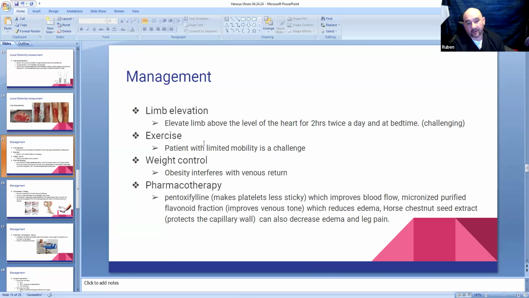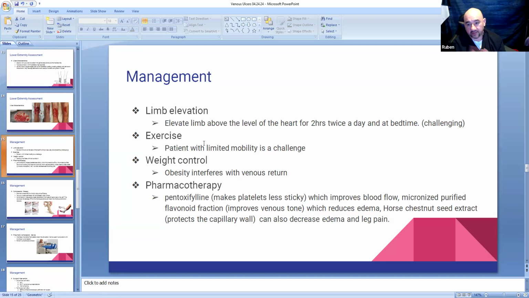And then there's pharmacotherapy that we can try. Pentoxifylline has been around a very long time, and it does work. That can make the platelets less sticky, improve circulation. There's also micronized purified flavonoid fraction, which improves the venous tone. I'm actually a big fan of this one. The real expensive one is probably called Vasculera. It comes from orange peels. It's pretty cool. It is rather pricey though.